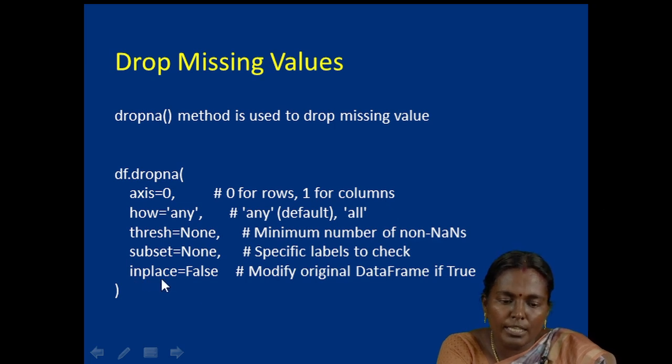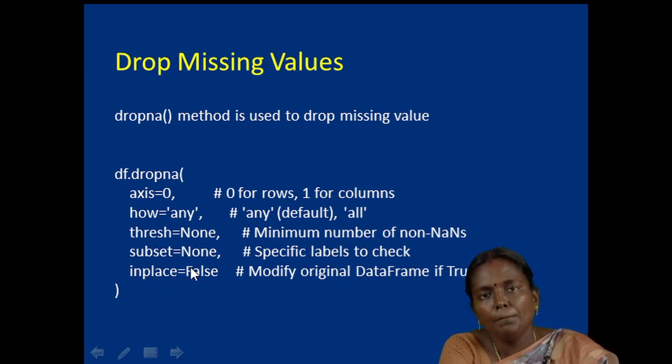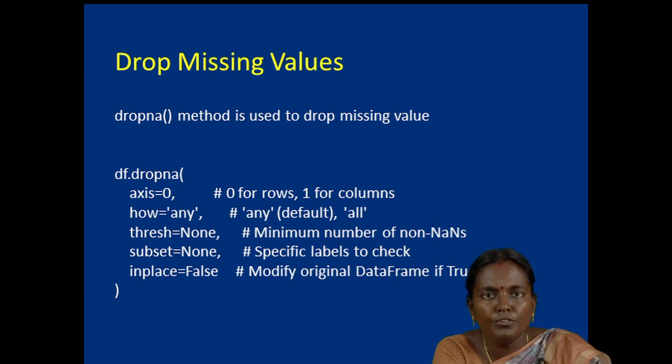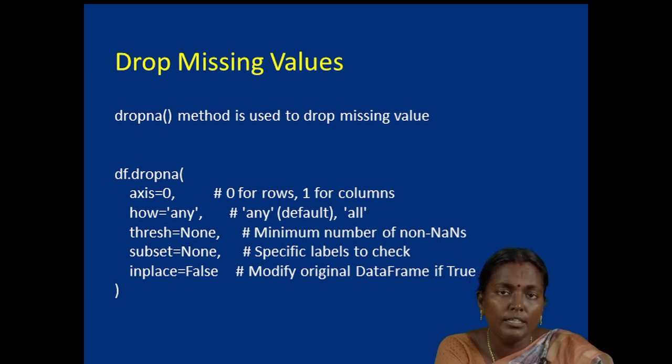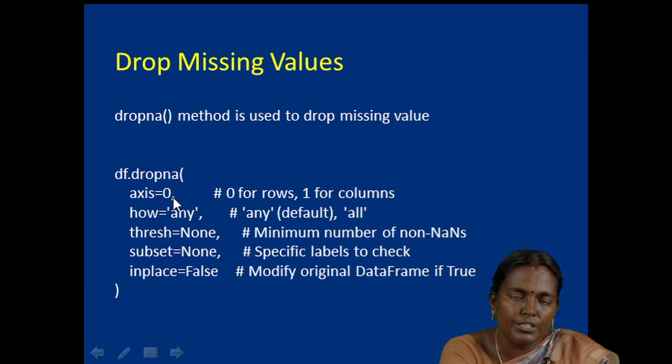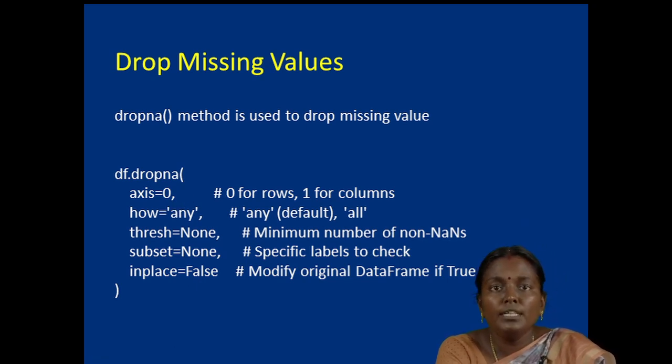Or you have another parameter, inplace. Inplace is equal to false by default. If I change inplace to true, then any changes made to that particular data frame will occur in the original data frame itself. That is, the modification will be carried out in the original data frame itself. Then I have to specify inplace is equal to true. These are all the parameters available in the dropna function, which will help us to drop the row values from the data frame.